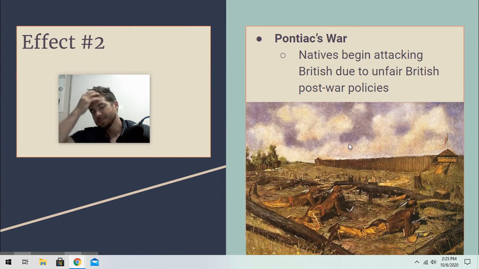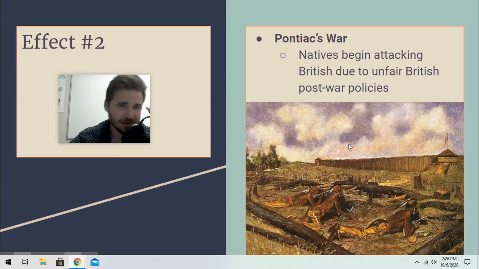Next, effect number two. So a second effect that will spawn from the French and Indian War is Pontiac's War. What we have here is more native conflict because the British and the natives have had a long history of conflict dating all the way back to really Roanoke. That's one of the main theories behind Roanoke, the lost colony, that the natives attacked. There was conflict between them. The natives were much more friendly with the French because the French traded with the natives much more peacefully than the British did, which is why there were more native allies of the French.